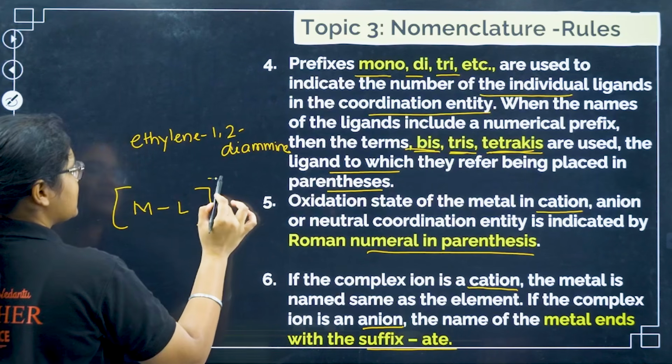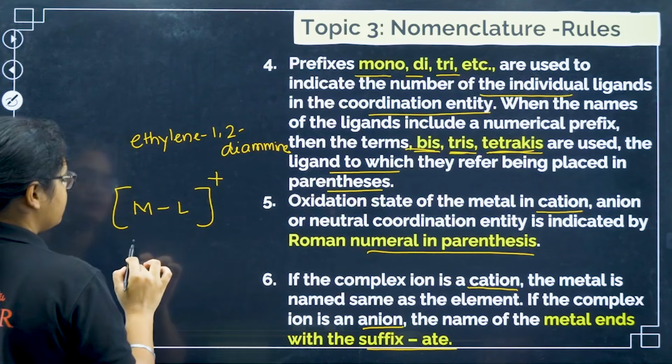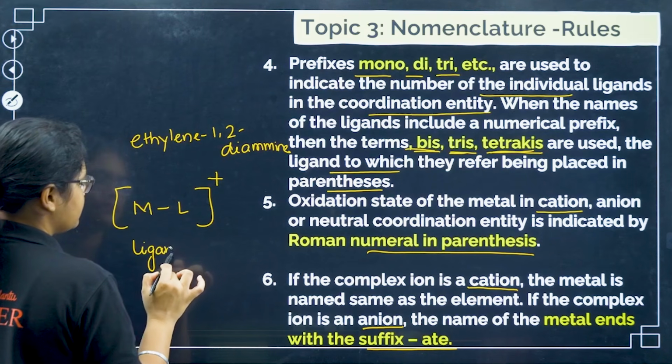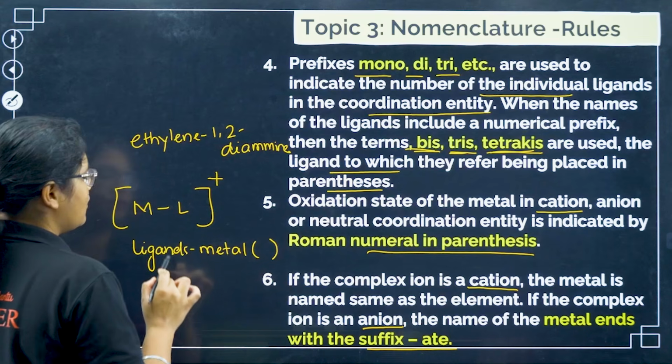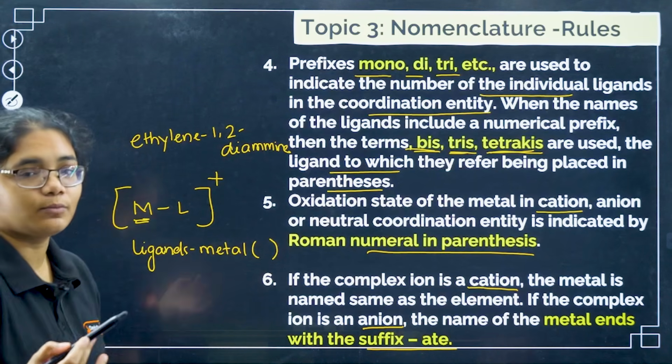Now if this complex ion is a cation, how will you name it? First you have to write the name of the ligands, then you have to write the name of the metal, and then you have to write the oxidation state of the metal in Roman numerals.